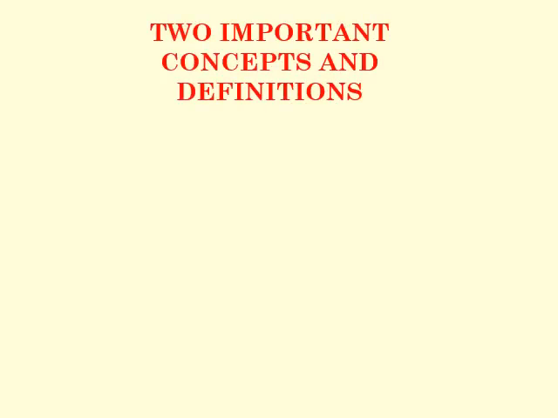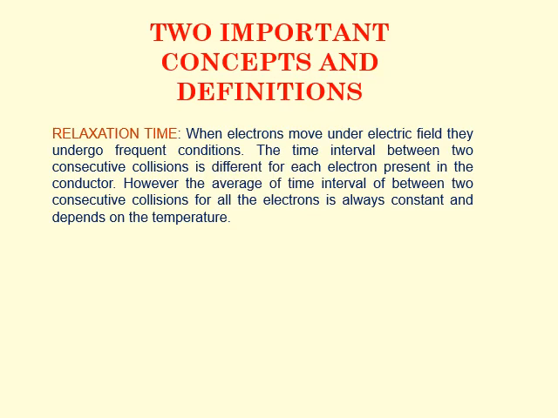Now students, we will try to develop understanding of two important concepts and provide their definitions. These two concepts are those of relaxation time and drift velocity. Let us first of all begin with relaxation time. When electrons move under electric field, they undergo frequent elastic collisions with each other.